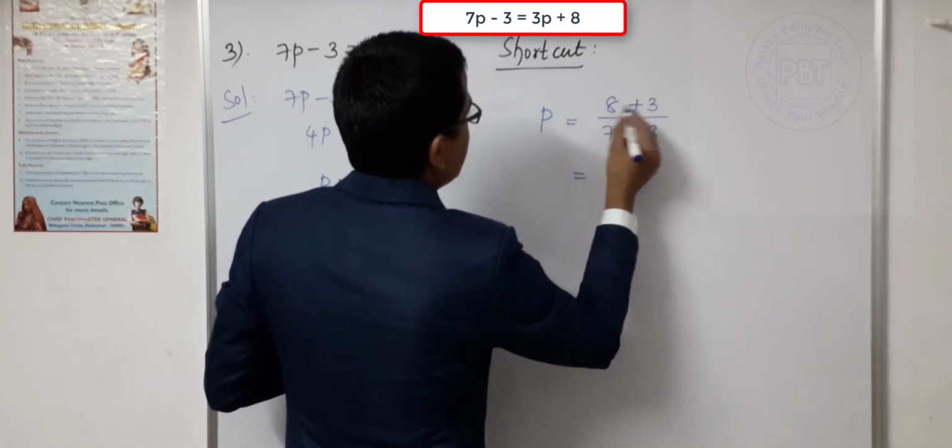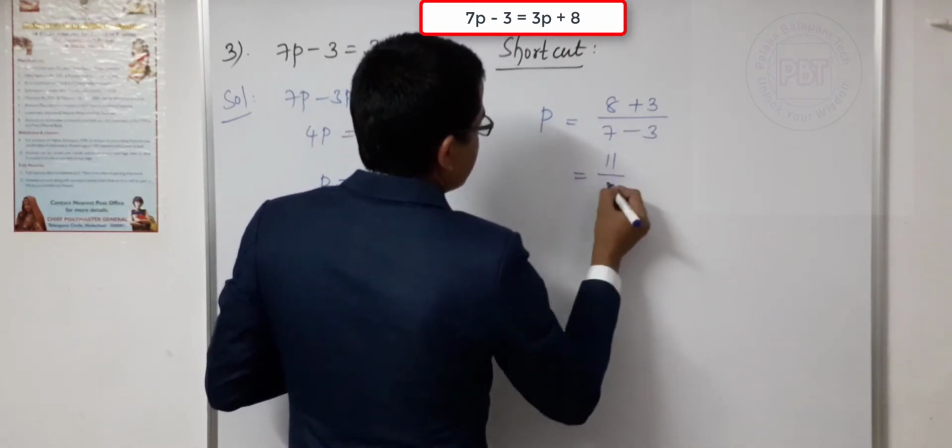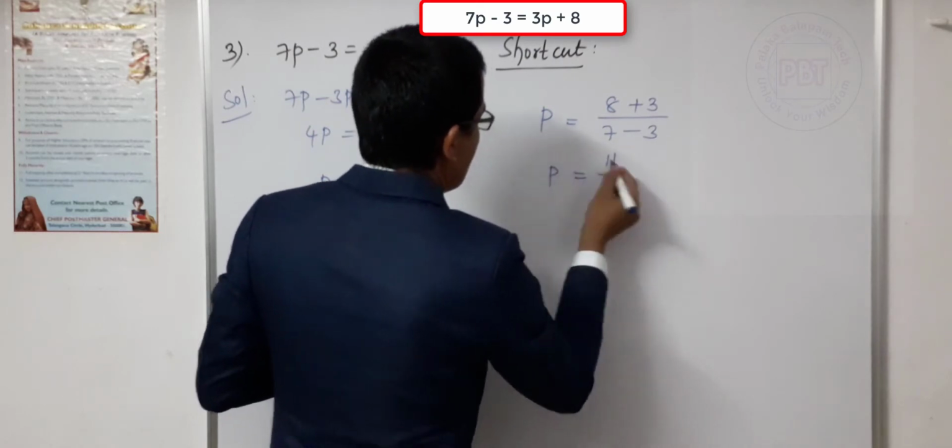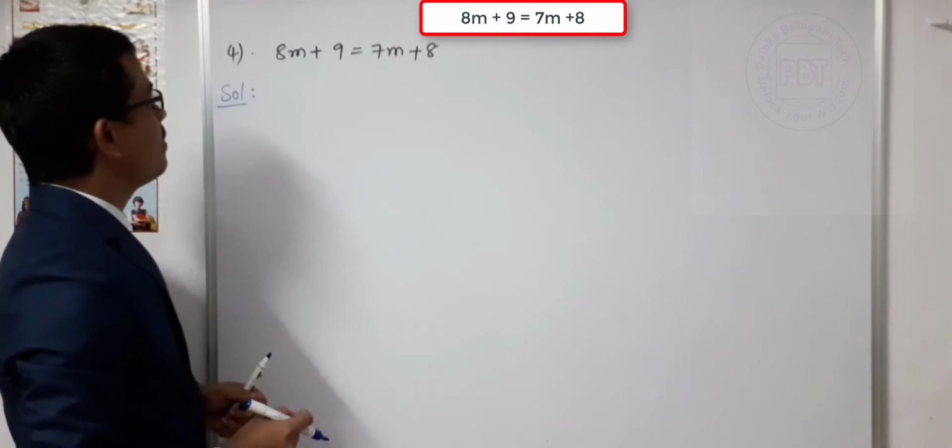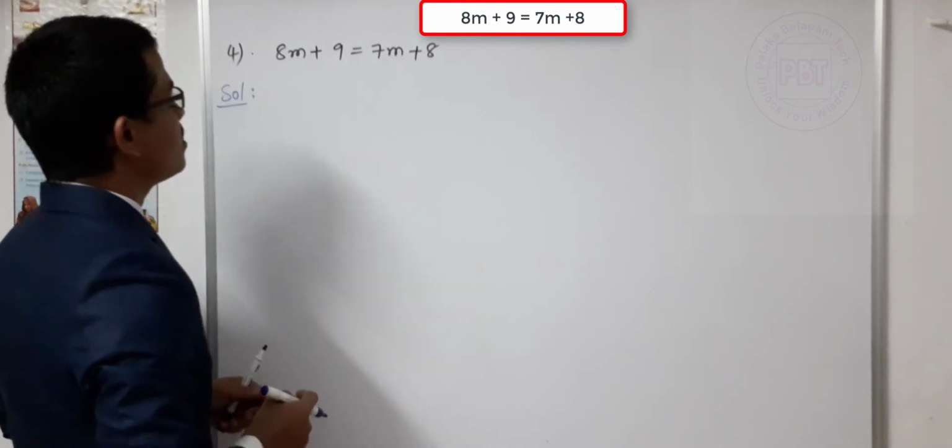So 8 plus 3 is 11 by 7 minus 3 is 4. So therefore the p value is 11 by 4. Now let us see the fourth question. 8m plus 9 equal to 7m plus 8.